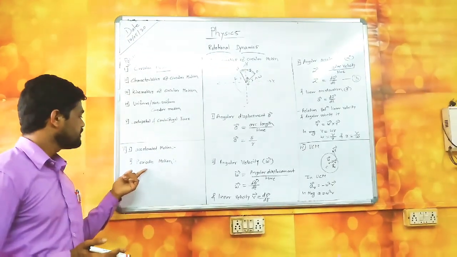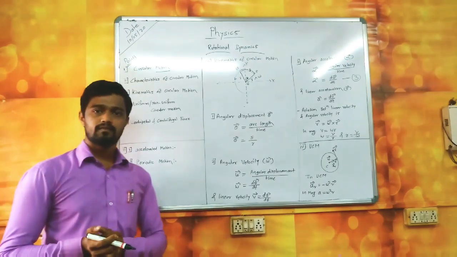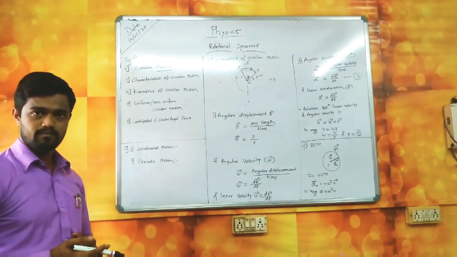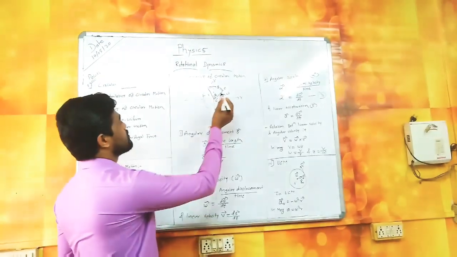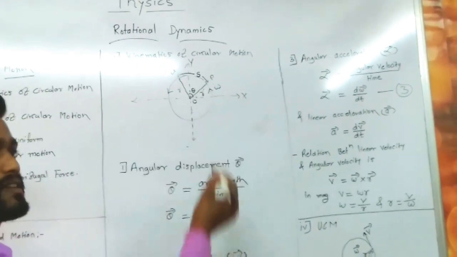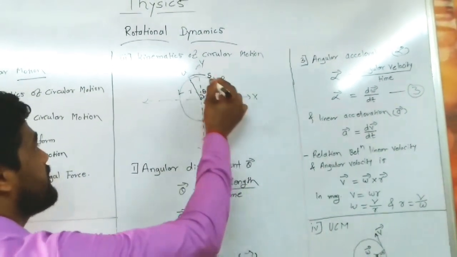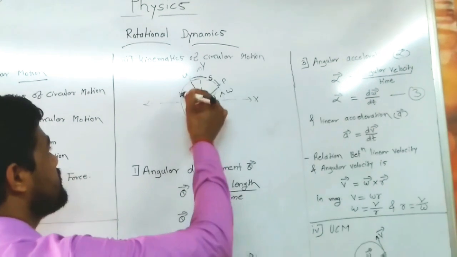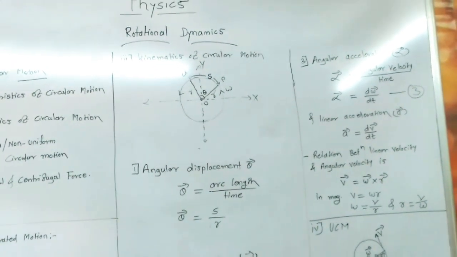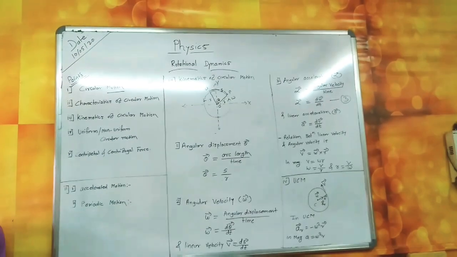And second, periodic motion. During a motion, the particle repeats its path. That is here. Suppose this is your circle and a particle is present on the circumference of the circle and is in motion, and the particle repeats its path along the same trajectory. This is called periodic motion.